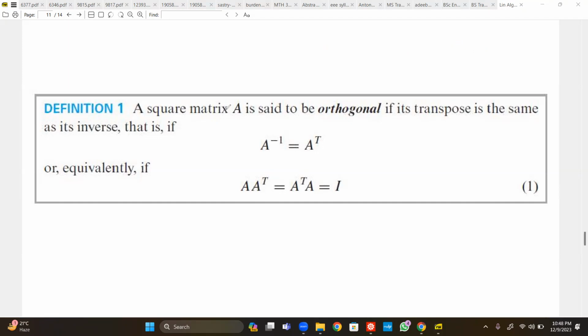Now, there is a very similar concept, but first of all, to define that concept, we have to define what an orthogonal matrix is, and it's a very simple concept. If the transpose of a matrix is exactly equal to the inverse of a matrix, we call that matrix orthogonal. And if a matrix is orthogonal, then A times A transpose or A transpose times A, replace A transpose by inverse, and you will end up getting the identity matrix. The definition is pretty straightforward.